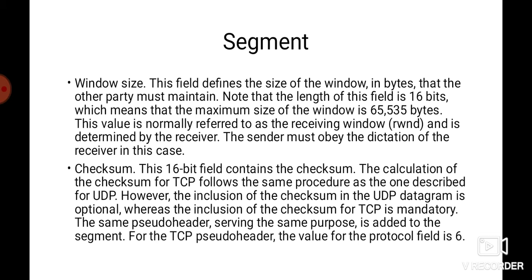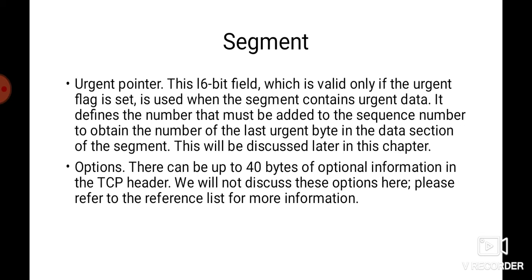The 16-bit field contains the checksum. The calculation of the checksum for TCP follows the same procedure as the one described for UDP. However, the inclusion of the checksum in the UDP datagram is optional, whereas the inclusion of the checksum in TCP is mandatory. The same pseudo header serves the same purpose. In UDP we also saw the pseudo header, which is added to the segment. For the TCP pseudo header, the value for the protocol field is 6.